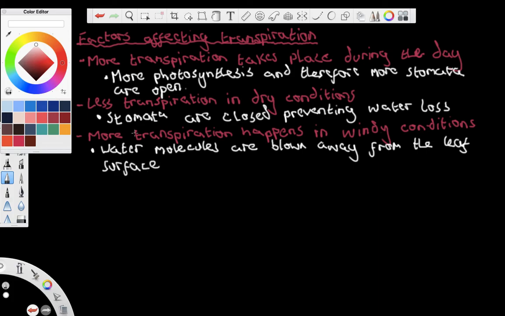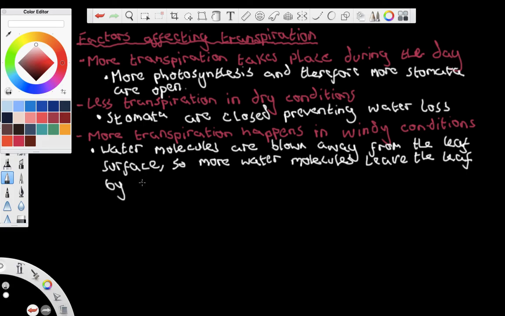so more water molecules leave the leaf by osmosis. Okay.